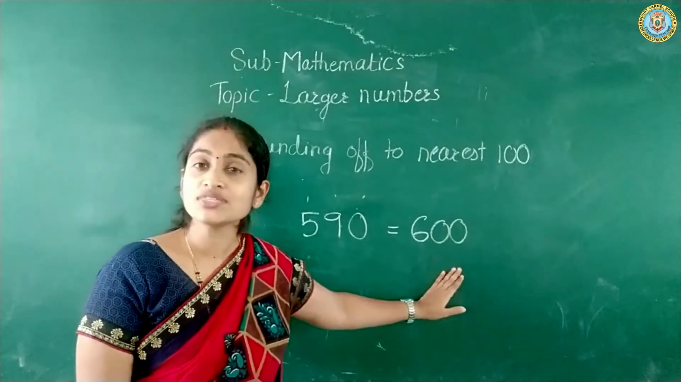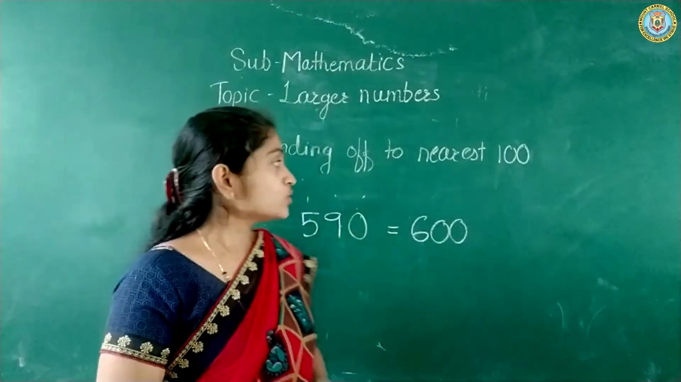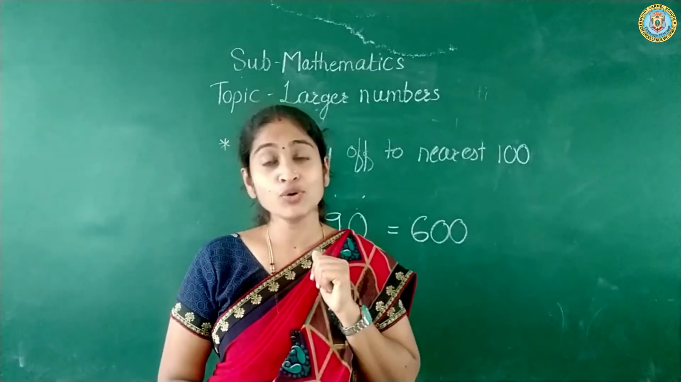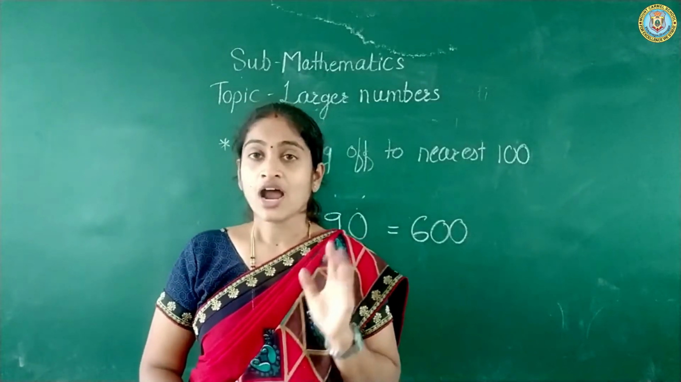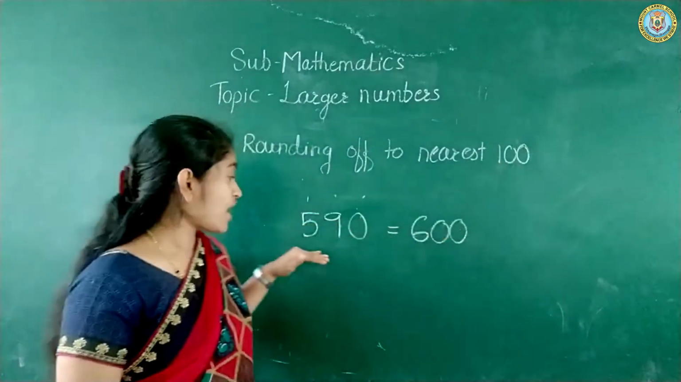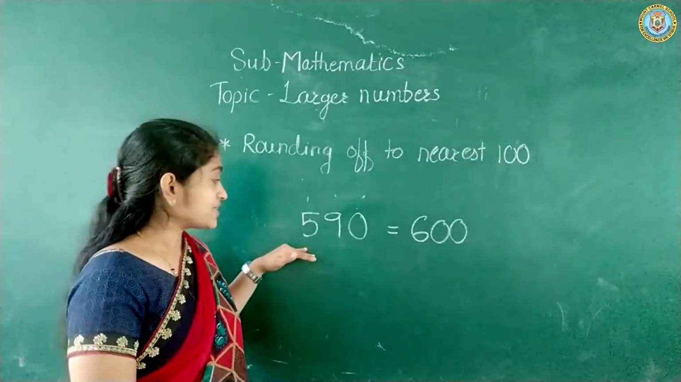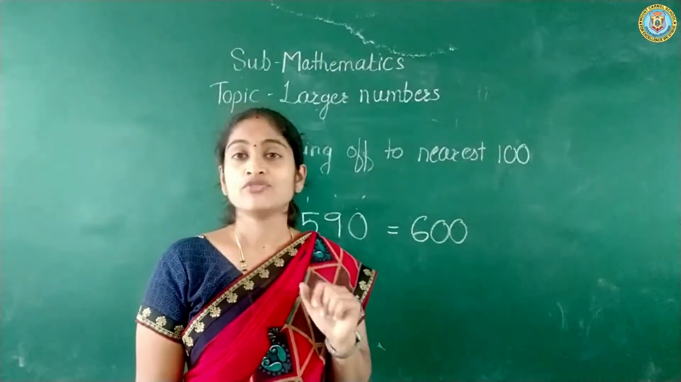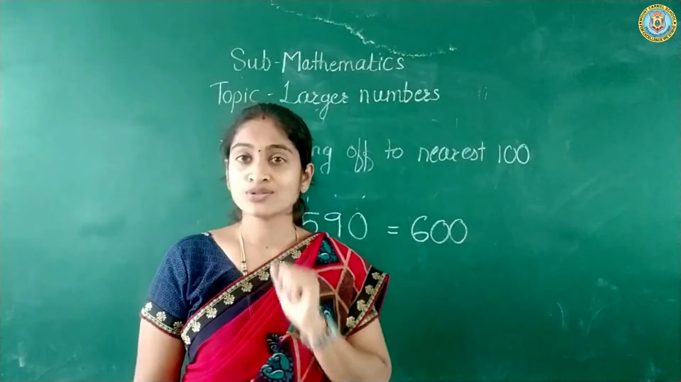Okay, my dear students, now let us move on to the nearest 1000. Now here what do we have to do? We have to consider up to the thousands place. So for the 100 place we have considered the 100 place, 590. For 1000 we have to consider the 1000s place.